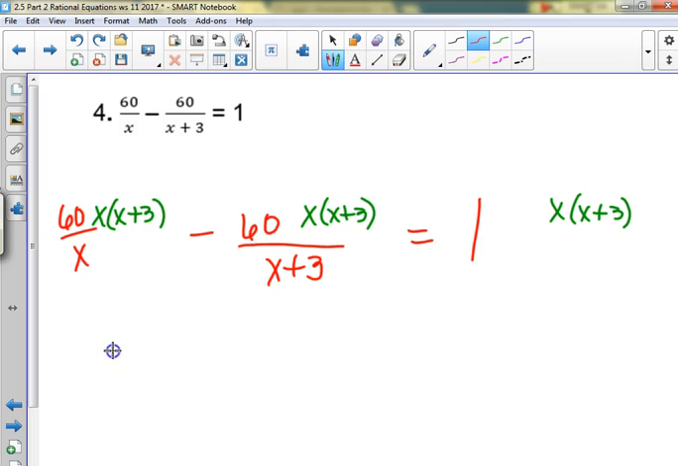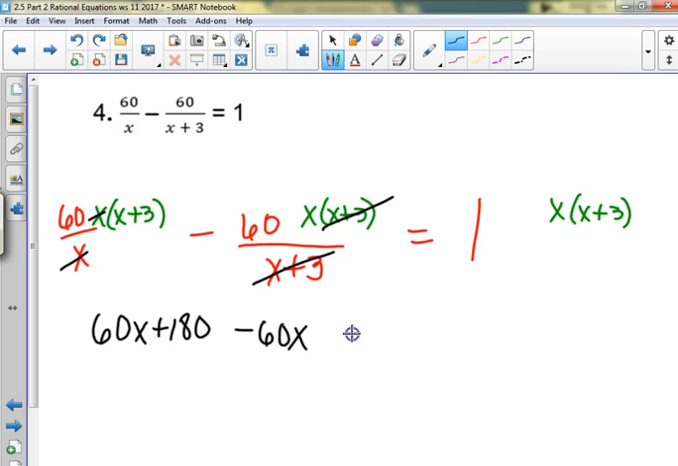Okay. What happens? X's, yep, cancel, and you want to distribute as you go? Got that far? What's going to mess people up on this one, maybe? The negative? Don't lose the negative, right? Is it minus 60x? Oh, which is a beautiful thing.